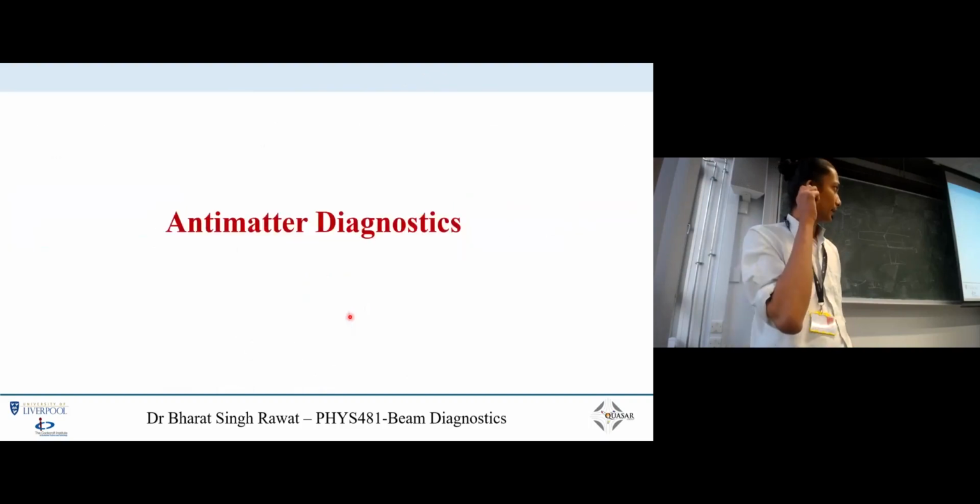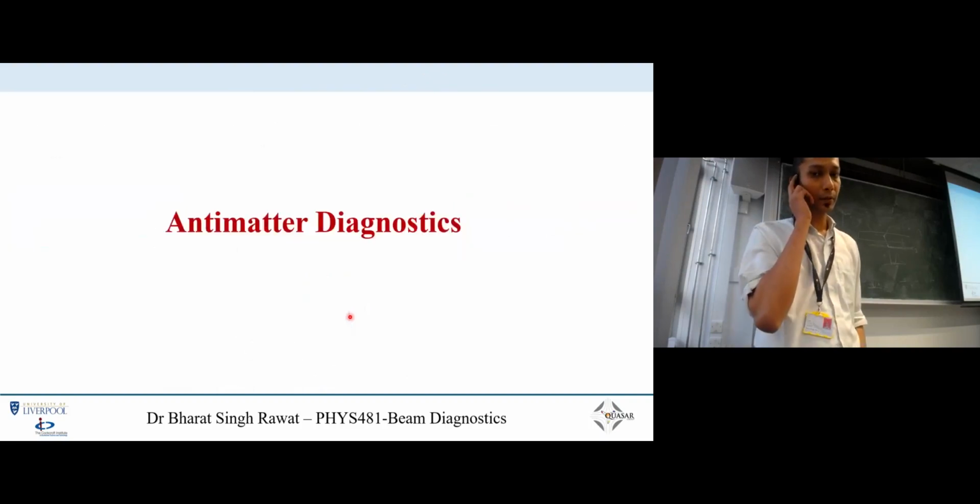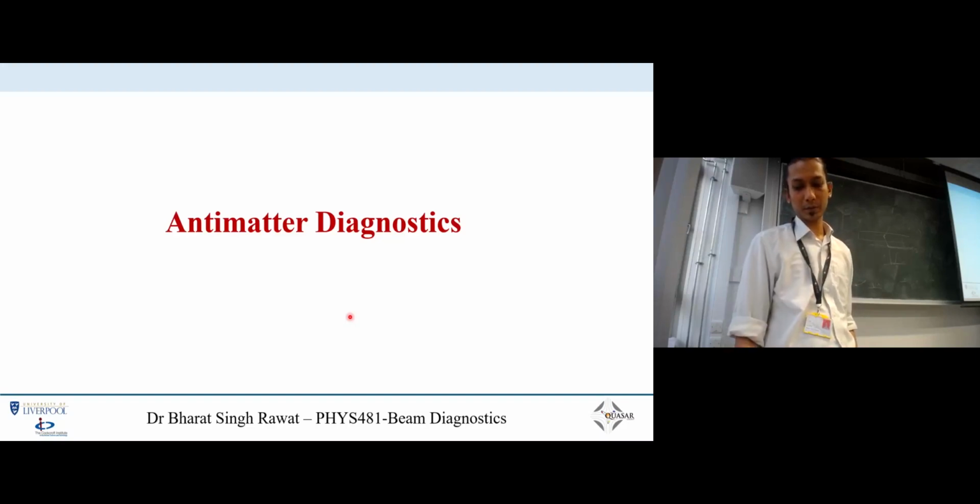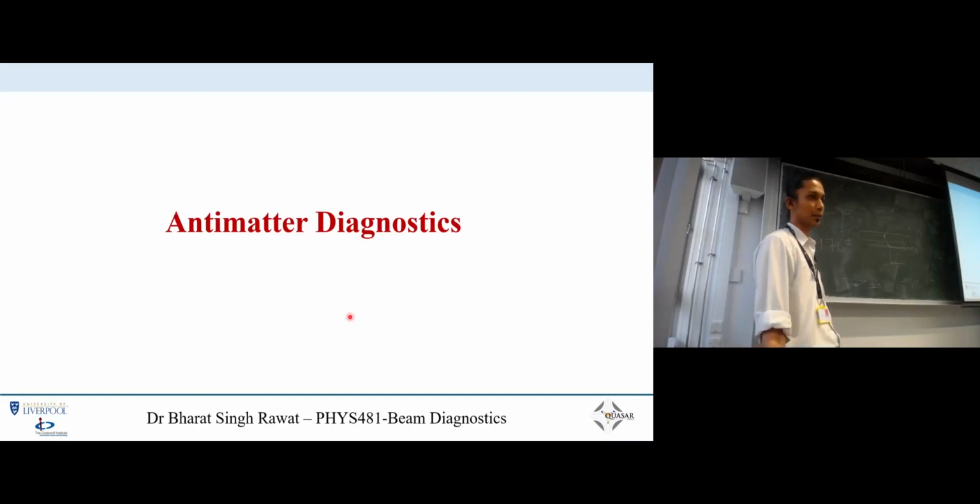Now, antimatter diagnostics. This is also my area of research. I work with antimatter at CERN. The collaboration that I work with is called the AEgIS collaboration, and we want to measure the effect of gravity on antihydrogen atoms. And we use different kinds of diagnostic tools to measure the properties of antimatter atoms.